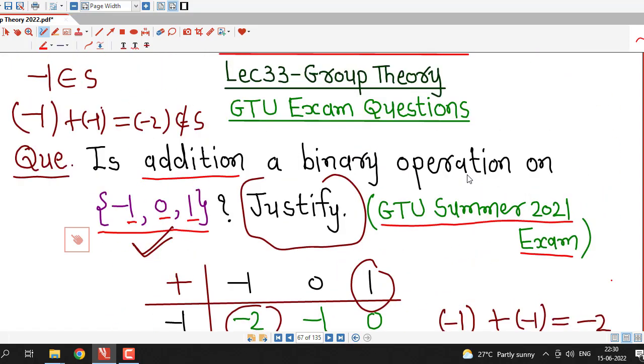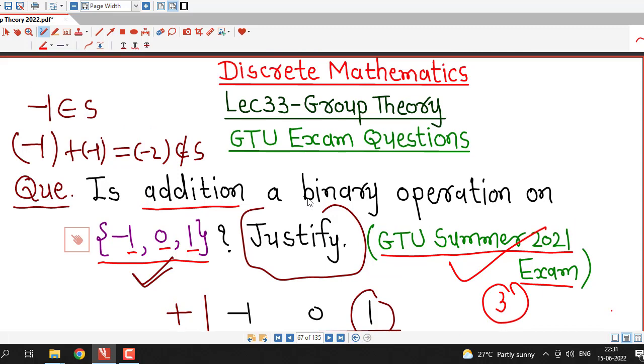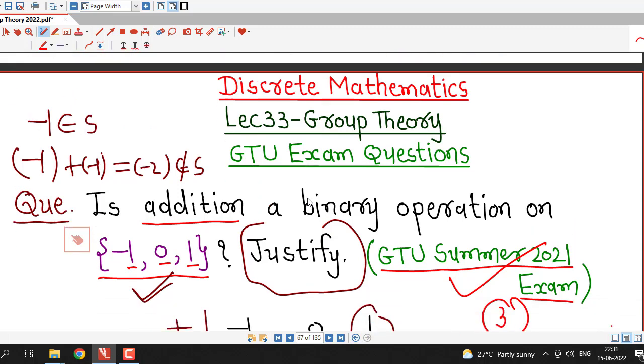So this question was asked in GTU Summer 2021 exam for 3 marks, and it is very easy. We are just applying the definition of binary operation. So this is all about this session.